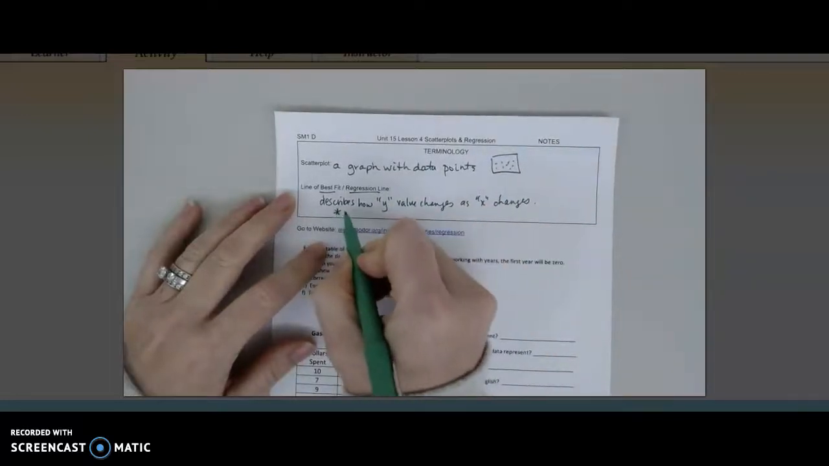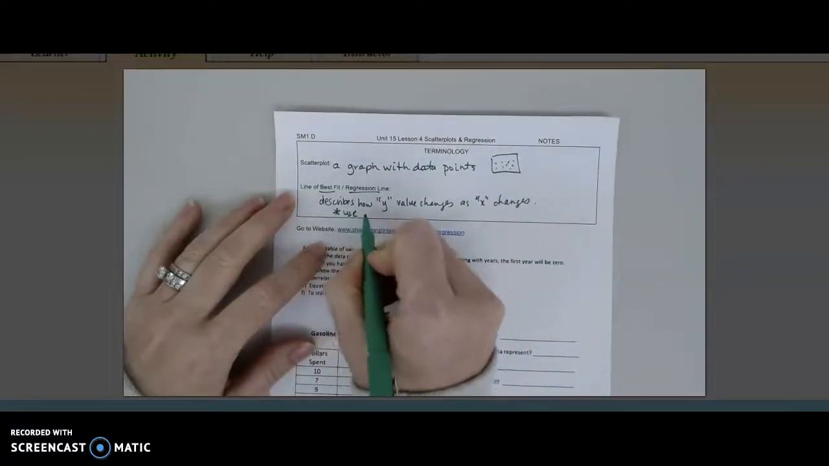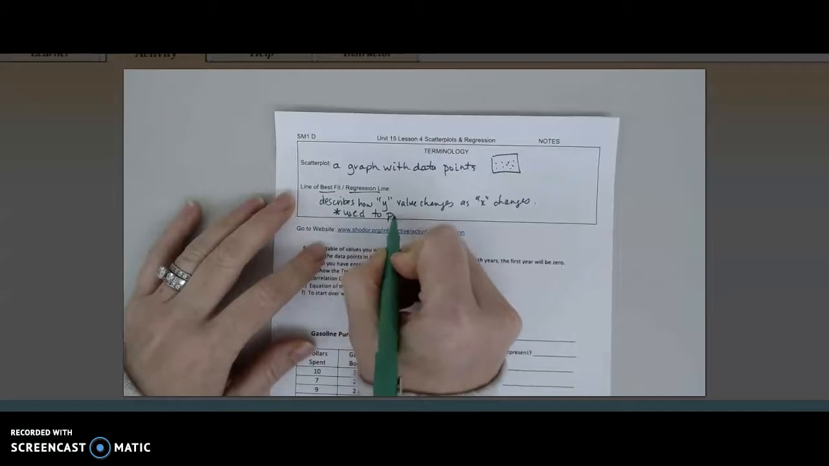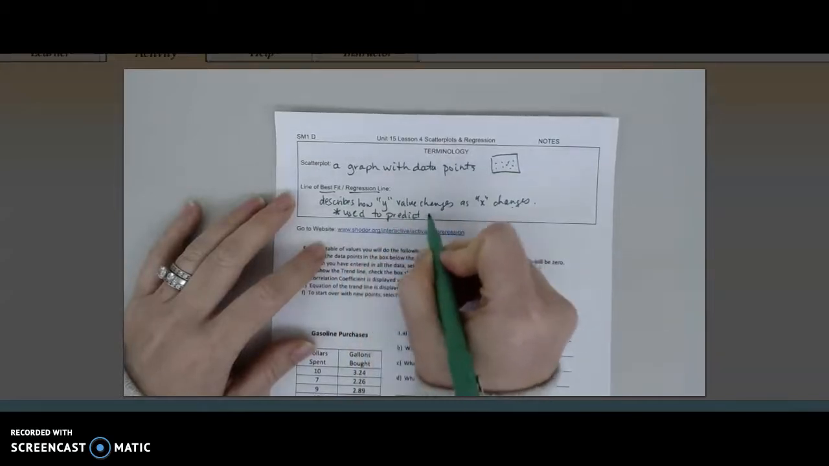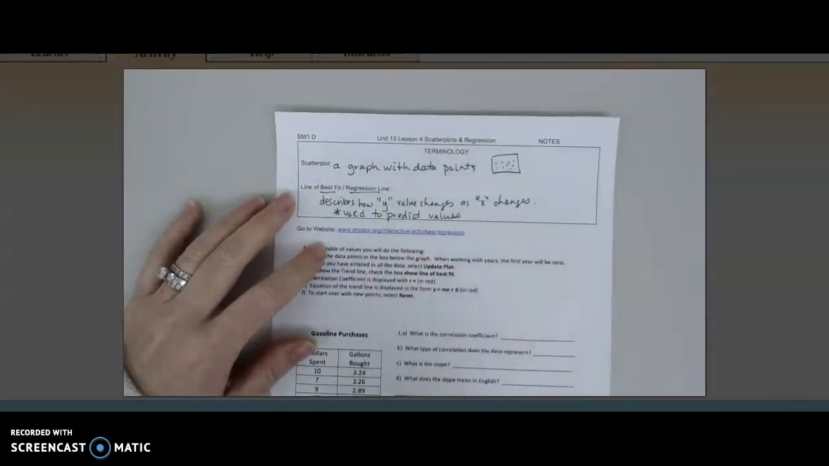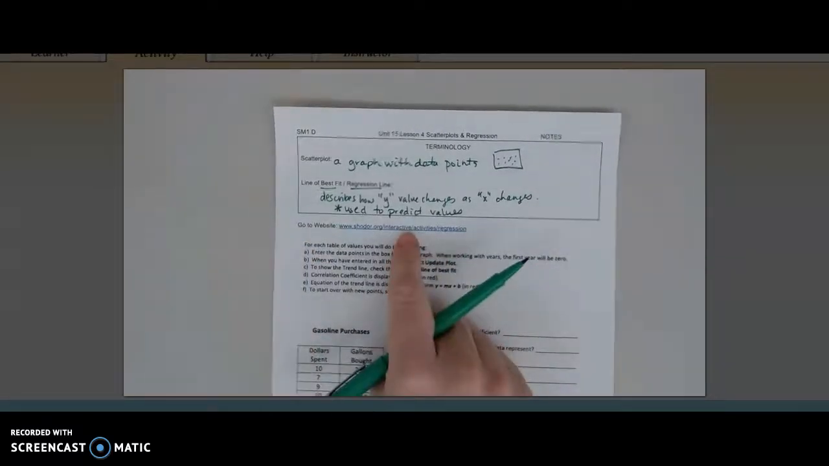But basically, this line is specifically calculated. It's used to predict values that are not given in your data, and we can predict them pretty accurately as to what they're going to project to be. So a lot of businesses use this information.